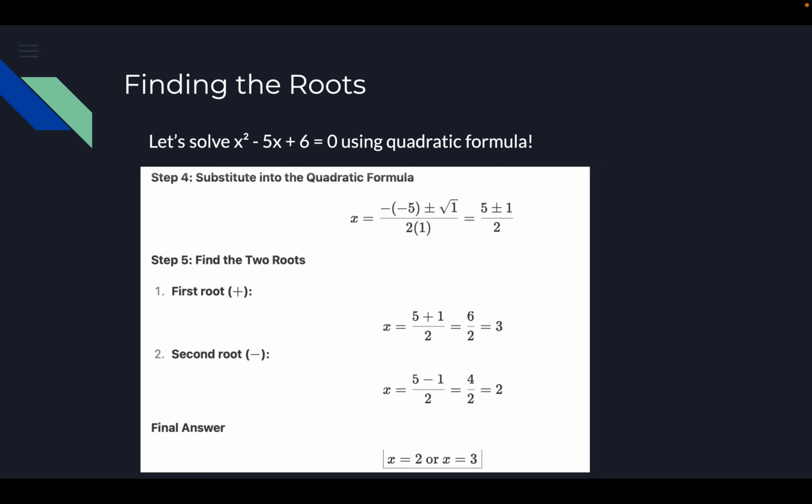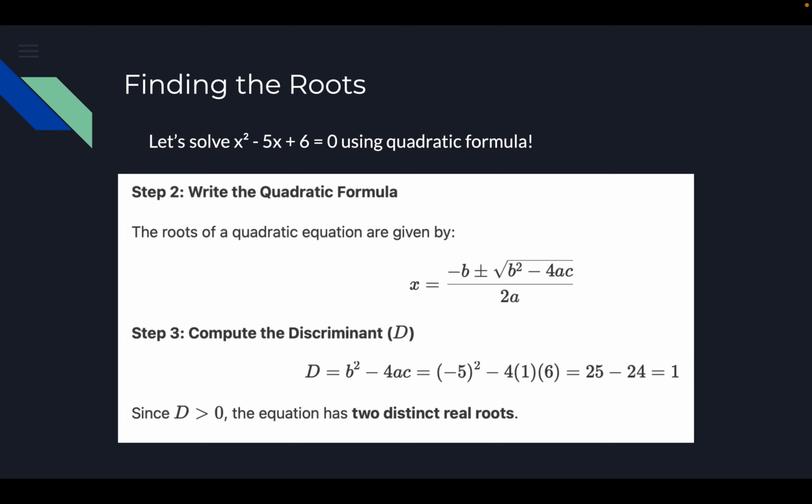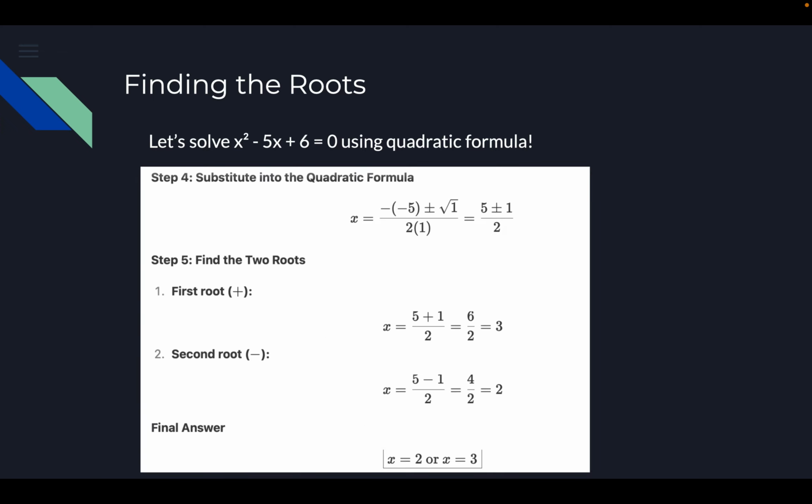Okay, now let's talk about the discriminant and the nature of roots. The discriminant D tells us the nature of roots, like we saw earlier. Whenever D is greater than 0, the roots of the quadratic equation are real and distinct, like we saw in the earlier example. Here D is greater than 0, hence we have two distinct real roots. One root is x equal to 2 and the other root is x equal to 3.